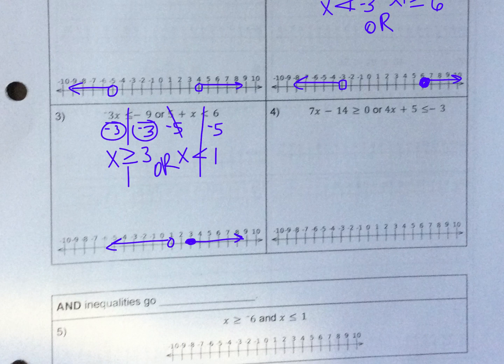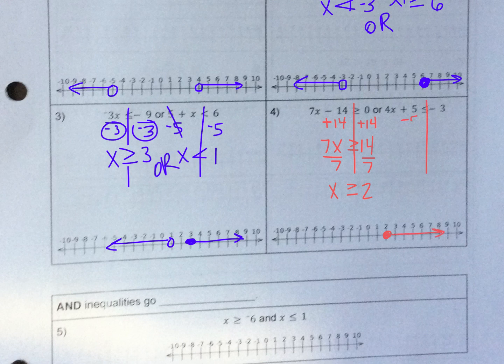This last one, apparently we're using red now. We're going to add 14. 7x is greater than or equal to 14. Divide by 7. X is greater than or equal to 2. Closed circle to the right.